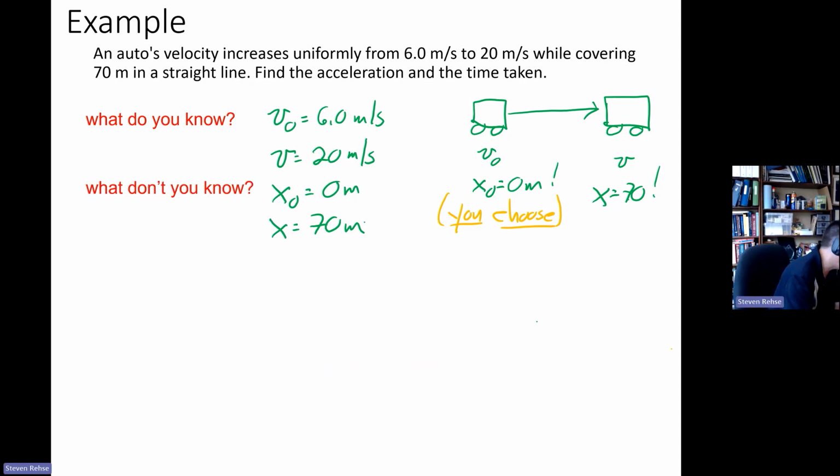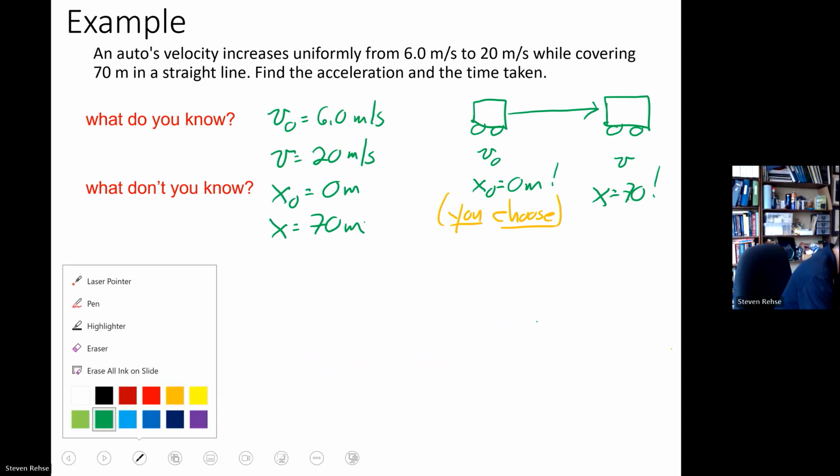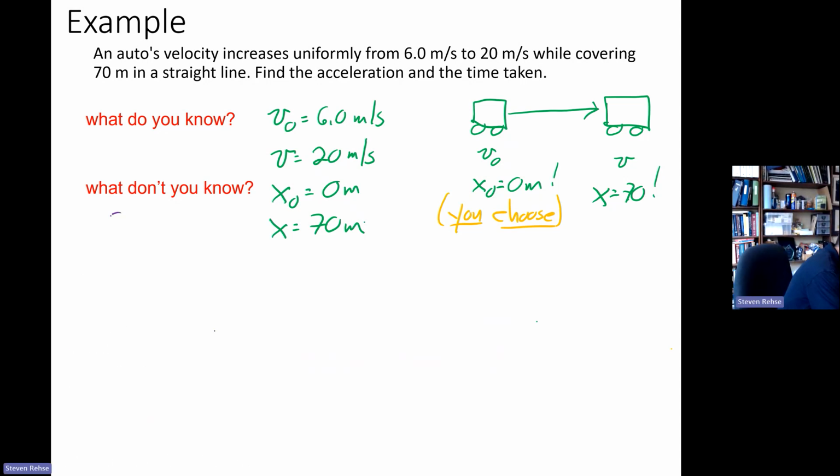Okay, what comes next then? What don't you know? What do I not know in this problem? I do not know the acceleration. No idea. And they're asking us to find that. I don't know the time it takes. And they're asking us to find that as well. So those are the things that are not given. Those are the things that I want to know. Okay.